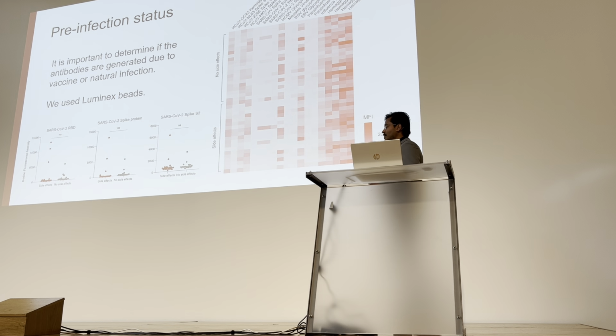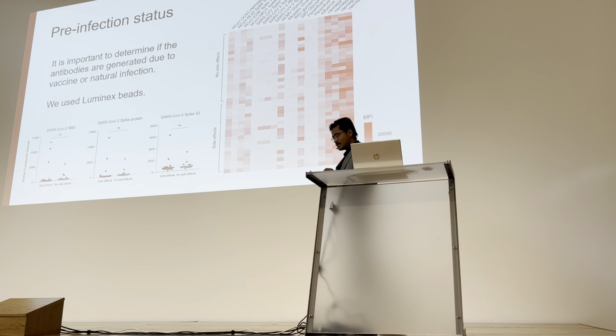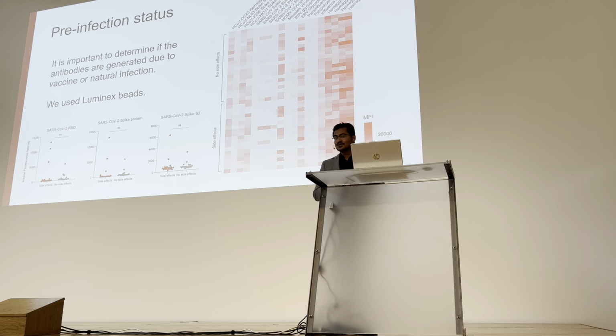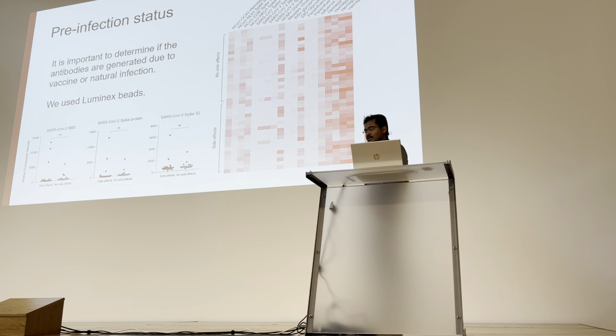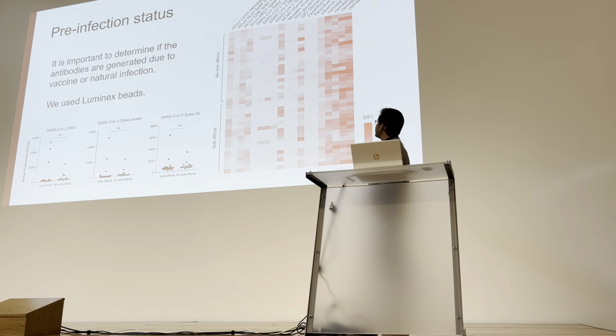Before we move on, it's important to know whether these individuals in our cohort are just vaccinated or whether they have also been infected by natural infection. When we collected the samples, we asked individuals, and most of them said they didn't get infected, but we had to verify it. That's why we used a Luminex-based assay, and we checked using common viral proteins and tried to see whether they have antibodies to these.